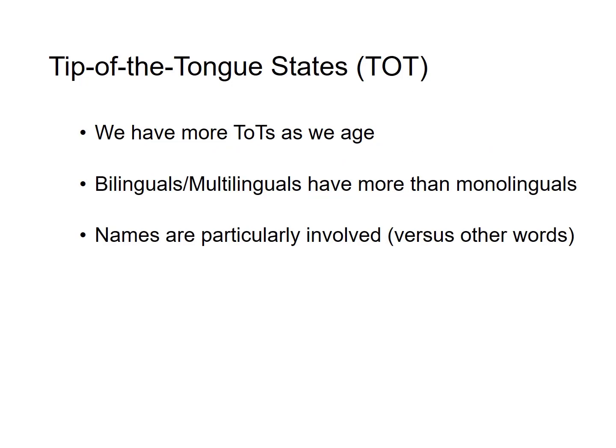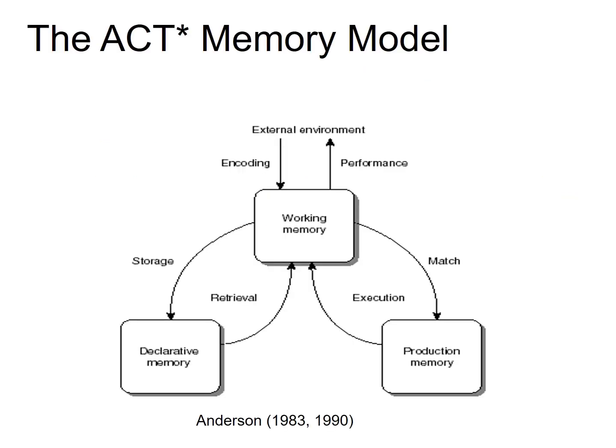This research also shows that there are individual differences. We have more TOTs as we age. If you're bilingual or multilingual, you have more of these than monolinguals. And some kinds of words have TOTs more often, such as personal names. A comprehensive model of memory that's going to be viewed as accurate must be able to explain not only memory retrieval success, but also memory retrieval failures.